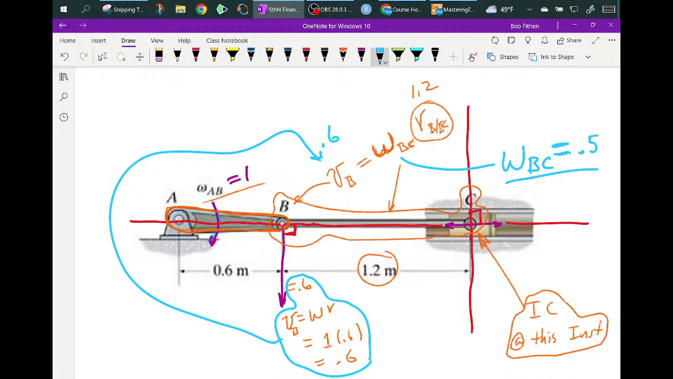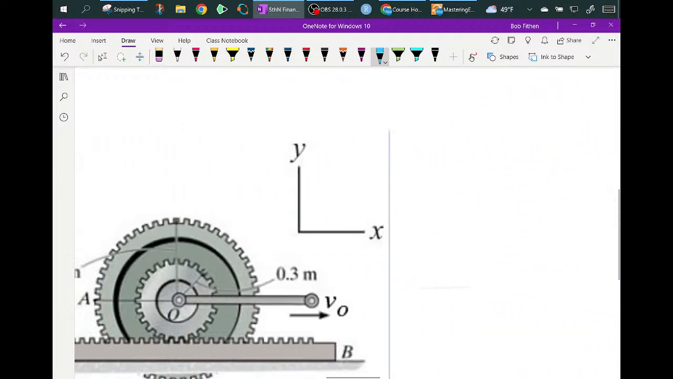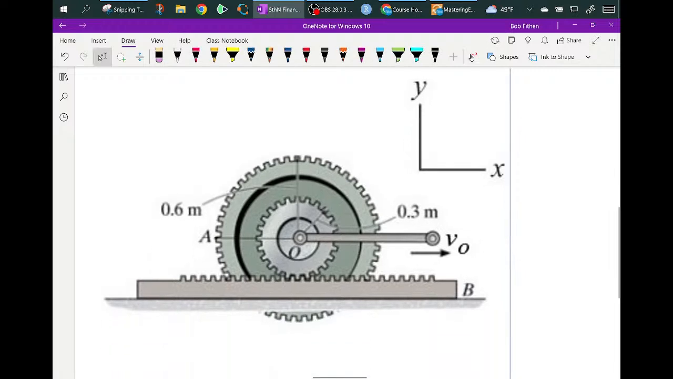I may come back and do this one with the equation sets. You'll see something interesting there. But first I want to go ahead and address this one. This one's interesting. We're going to add complexity here.